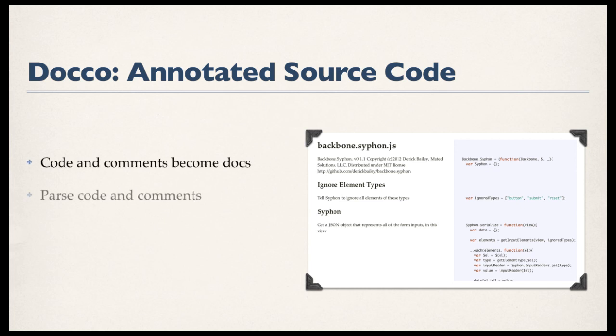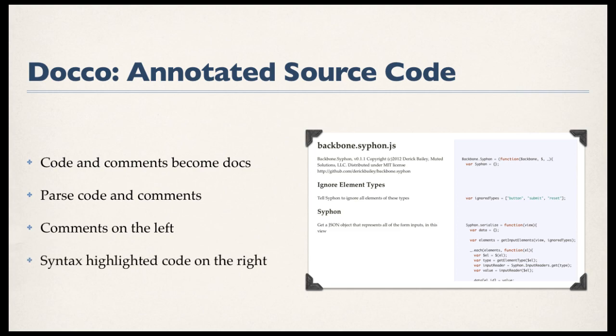The idea behind annotated source code is to have your code and comments turned into documentation, and Docco does exactly that. It will parse your code and comments and produce a document that shows the comments on the left and the syntax highlighted code on the right.